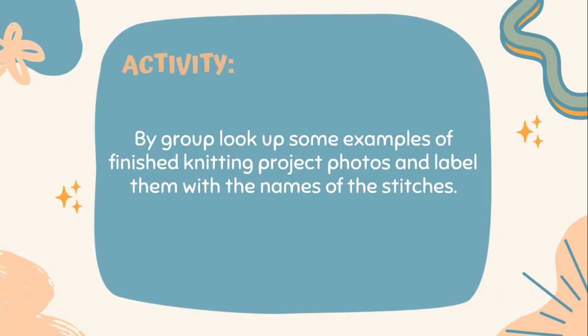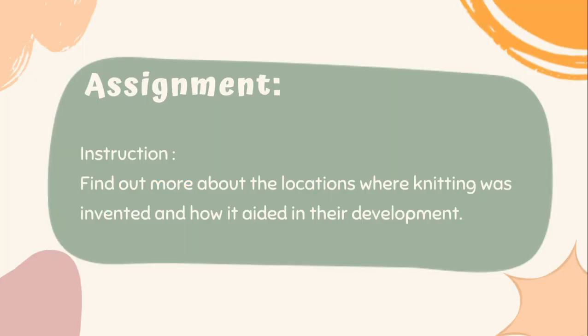So, for today, we have an activity. By group, look up some examples of finished knitting project photos and label them with the names of the stitches. This activity will determine how you understand our lesson for today. So we have here your assignment. Instruction: find out more about the locations where knitting was invented and how it aided in their development.